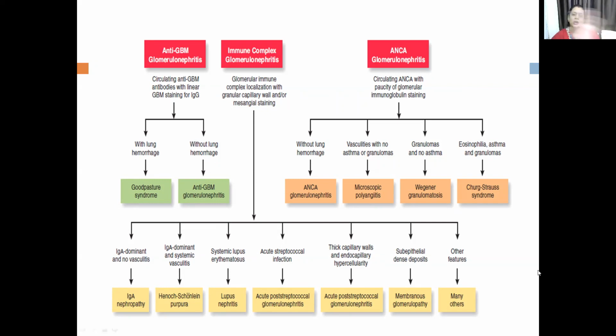I have given the whole types here. If you have a question saying that there is lung hemorrhage and an anti-GBM antibody, then you know that you are leading to the answer as Goodpasture's. If you know that there is IgA dominant and systemic vasculitis, then you are leading to the answer as Henoch-Schönlein purpura. Remember this table to know about rapidly progressive glomerulonephritis.